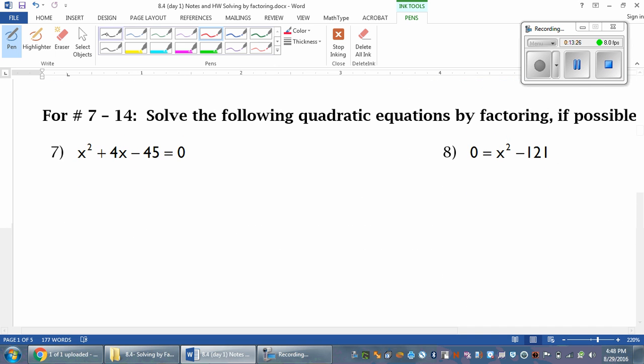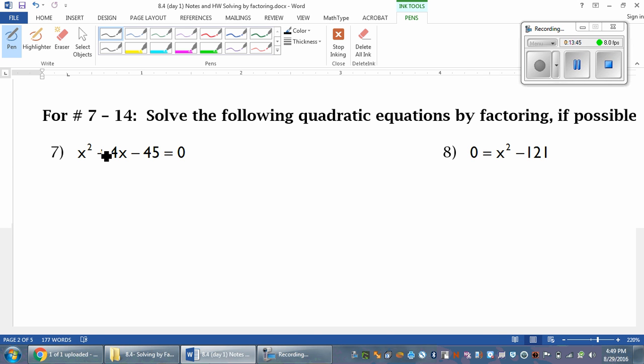Okay. If you notice, look at 7. See how it's not in factored form? You're going to have to factor it first and then use that zero product property. Okay. Again, same rules apply with factoring. Always check for a GCF first. If you notice, look on the left side. There's not a number that can be divided by all 3 terms.